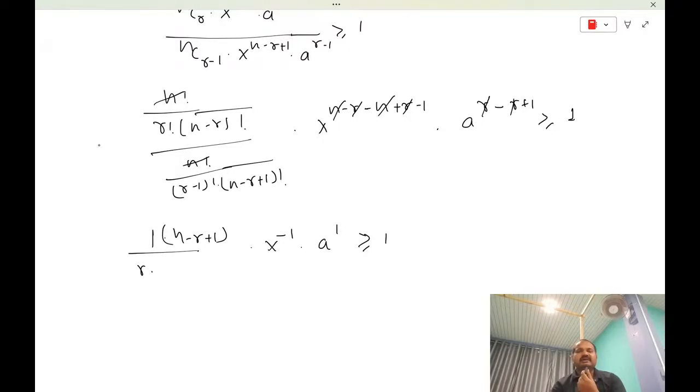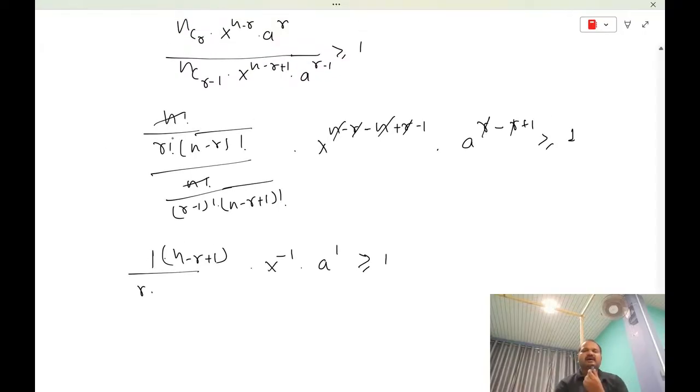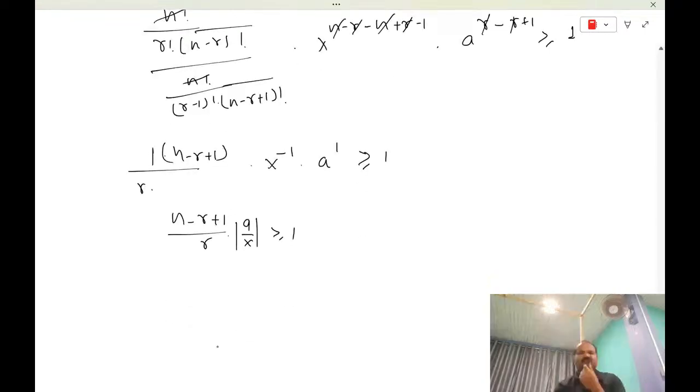So here we can see the nCr divided by nCr minus 1. Its formula we can generally use as n minus r plus 1 divided by r, and this one can be written as a by x greater than or equal to 1. So while writing in this term, we can write it in the modulus term. Because we are finding the r term, this term will be the greatest numerical term. So a and x are independent. The r value cannot be negative, so we are taking its value in modulus.